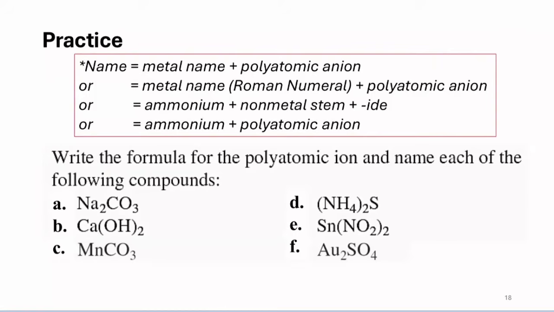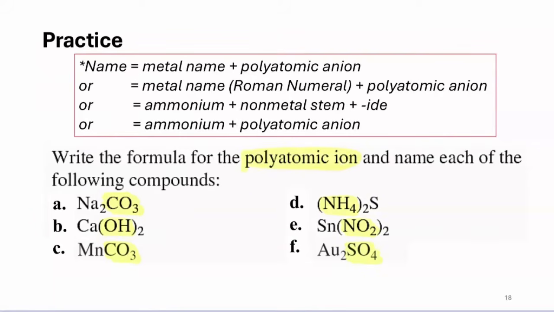So I'm going to first identify all the polyatomic ions on each of the chemical formulas that we have here. I'm going to highlight them. In letter A, my polyatomic ion is CO3. On letter B, my polyatomic ion is OH. In letter C, we have CO3. In letter D, it is NH4. In letter E, it is NO2. And in letter F is SO4. Those are my polyatomic ions.